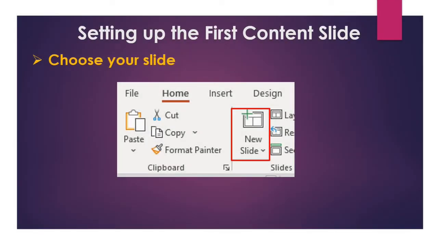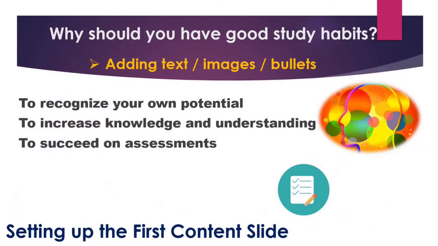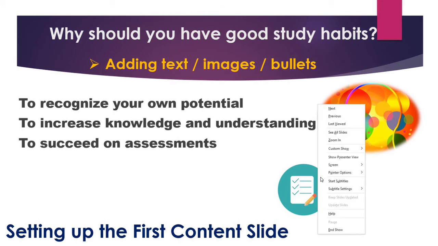Let's set up the first content slide. If you look in the ribbon, you will find the icon for a new slide. If you click directly on the icon, it will give you the first choice of the templates. If you click on the drop down, you will see many more templates to choose from. So I've already pre-populated some text for our first slide. We know how to add text. We know how to add images. Now let's add bullets.